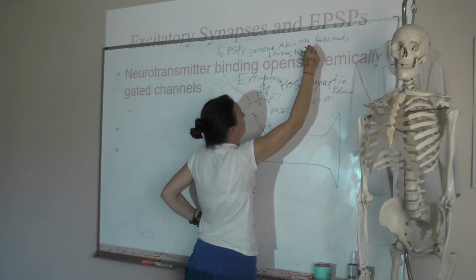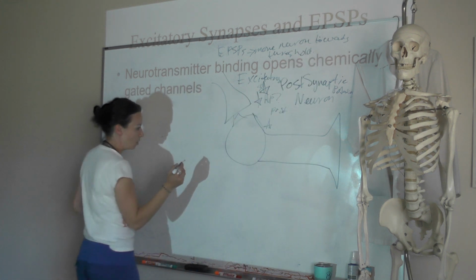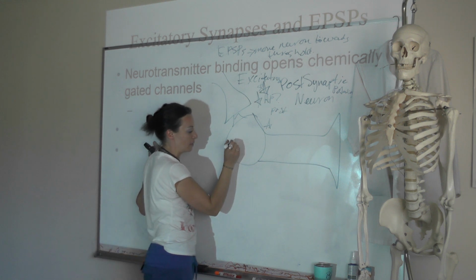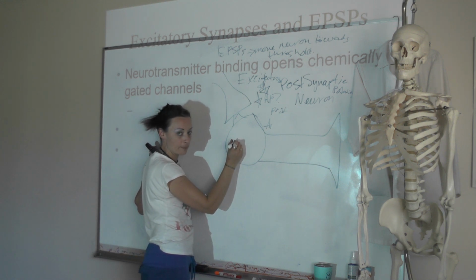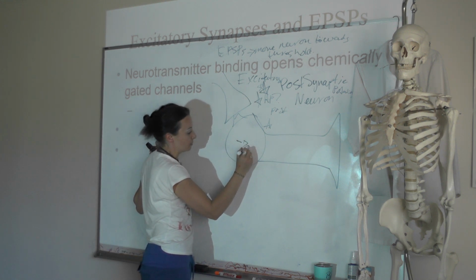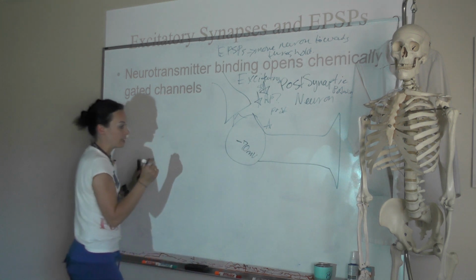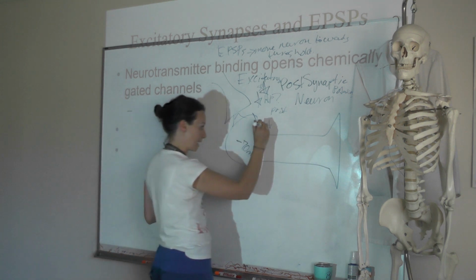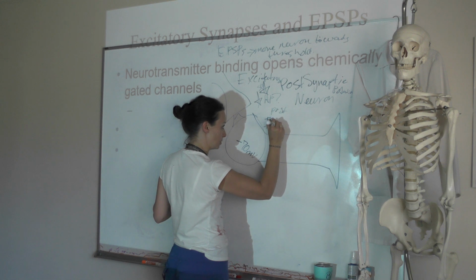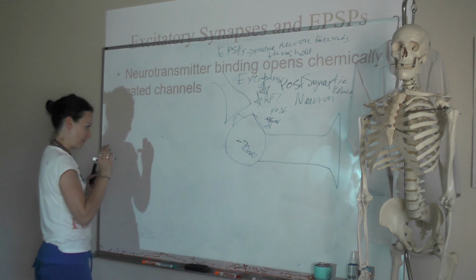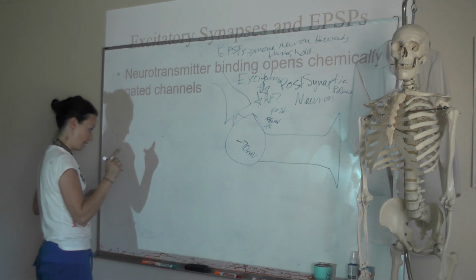What's threshold? Negative 55 millivolts. Okay, so our postsynaptic neuron is sitting here at resting membrane potential. What's that? Negative 70 millivolts. Okay, so we're sitting at negative 70 millivolts and we're trying to get to negative 55 millivolts. Okay, excitatory postsynaptic potentials get you there.